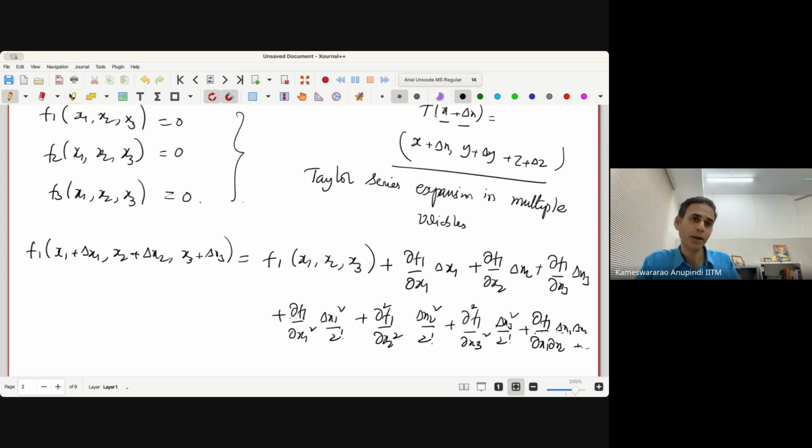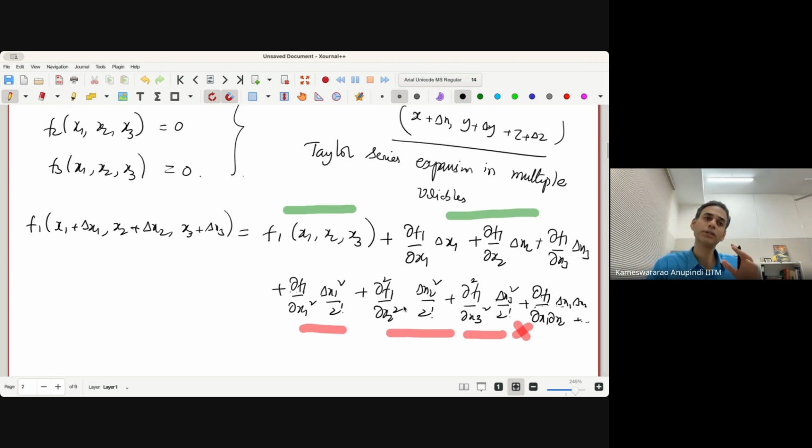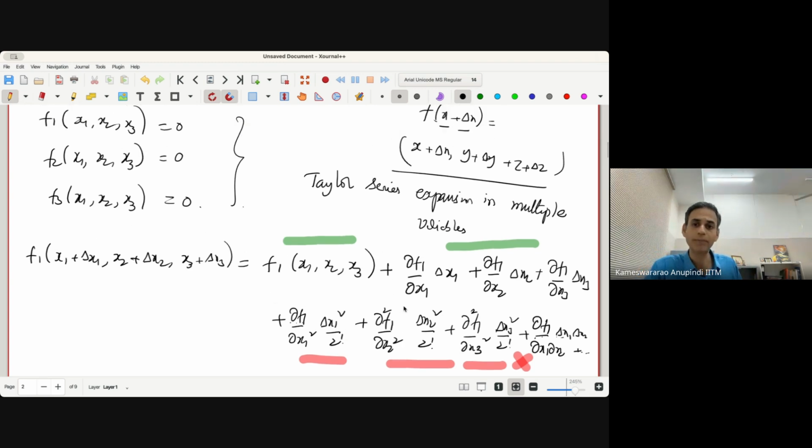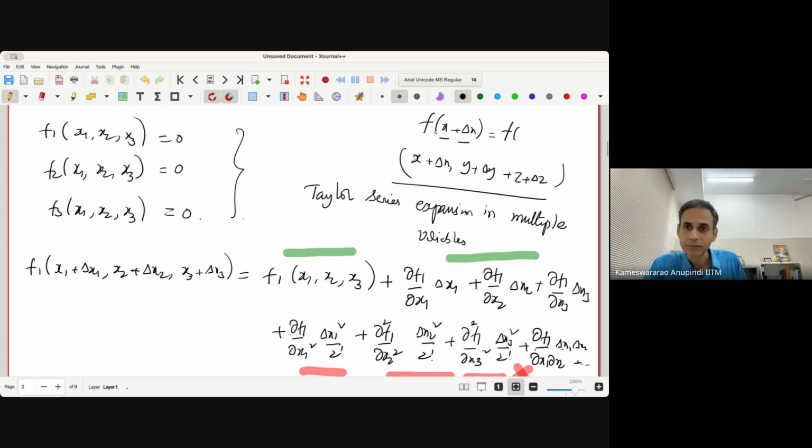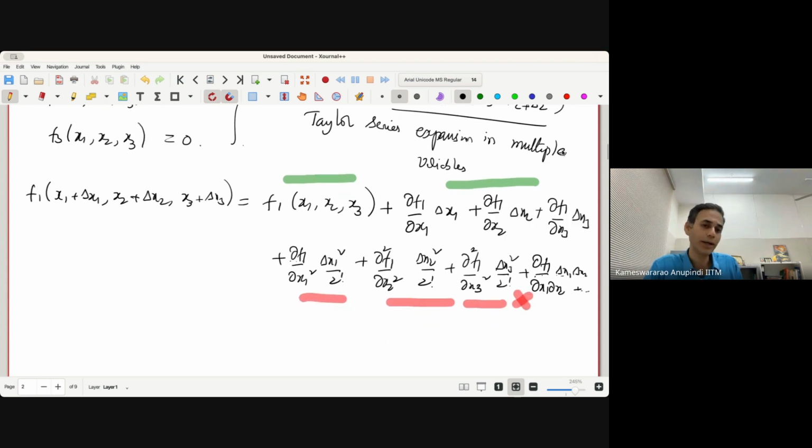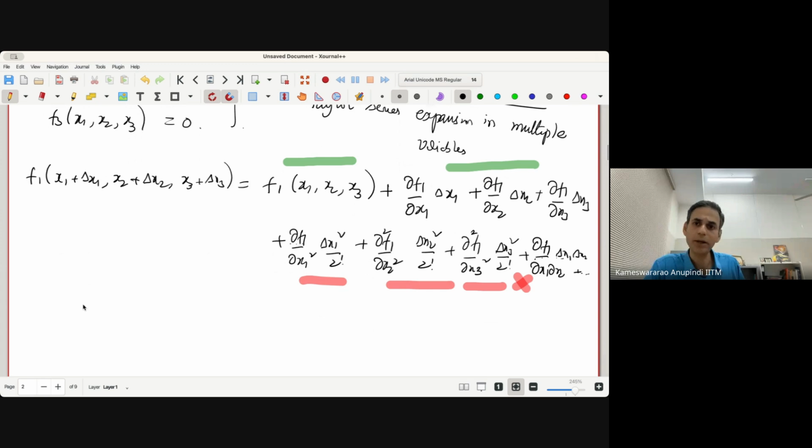But what I'm saying is that we are not interested in these higher order terms, right? So we are neglecting these higher order terms, and we are only going to keep the first order terms, that is the first order derivatives. That means only f1 of x1, x2, x3 plus the first derivative is what we're going to keep. Everything else we are not going to keep because we are only interested in the tangent value, right? So we are interested in only f of x plus partial f partial x of delta x. The remaining values we are going to neglect, because they are higher order and small.